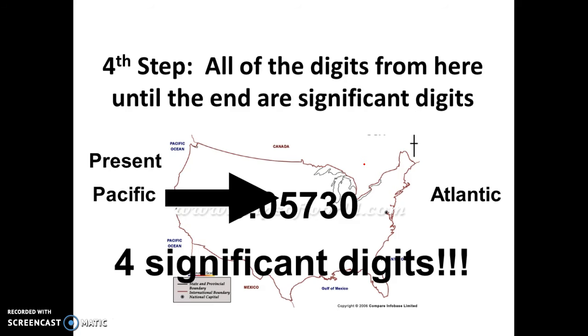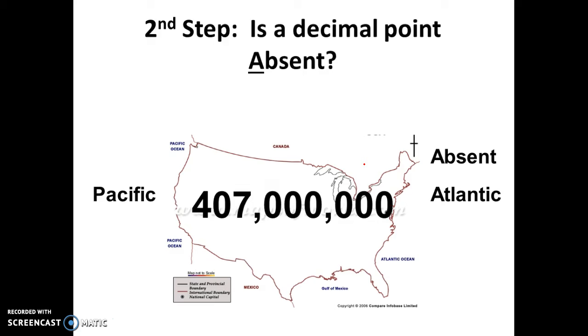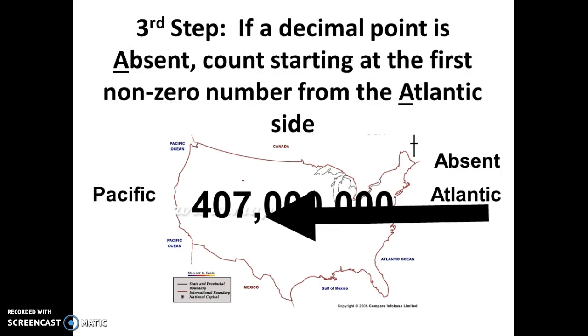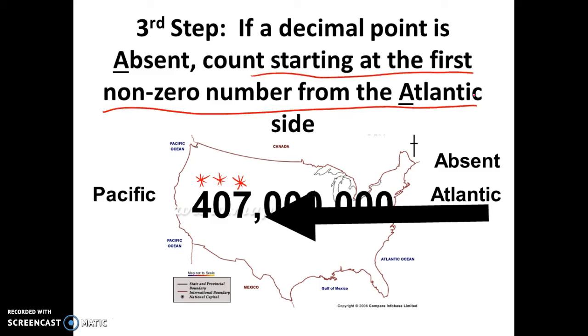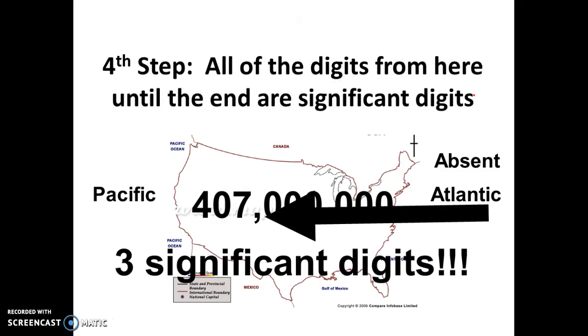And to show you another example, if the decimal point is absent, get it? A absent, A Atlantic, we are going to start from the Atlantic side, draw an arrow through all of the zeros, and start counting from the right. 1, 2, 3. So again, start counting at the first non-zero number from the Atlantic side. So in this case, we have 3 significant digits. Just the 4, this 0, and the 7.